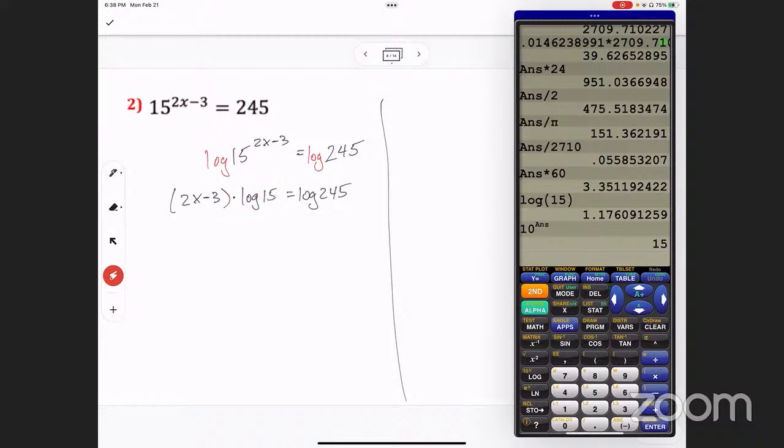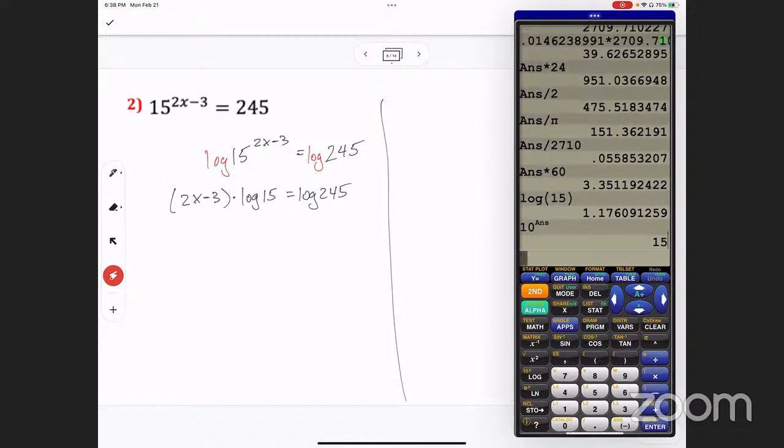Okay. Got it? So this is just a number. That's all. So is this. This is just a number. So I can solve for x by dividing both sides by this, right? Mm-hmm. So that would be, so 2x minus 3 equals the log of 245 divided by the log of 15, which remember, that's just a number. This is just some number divided by some other number.